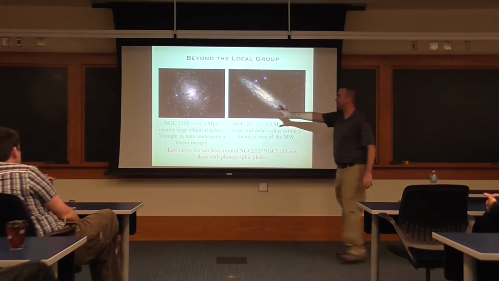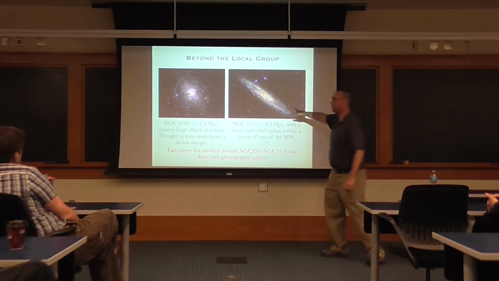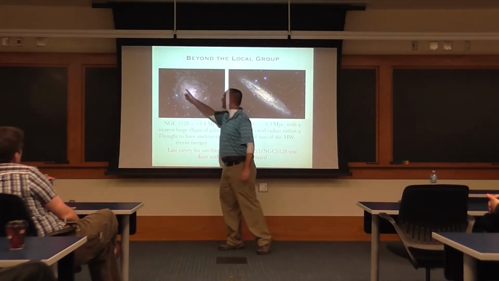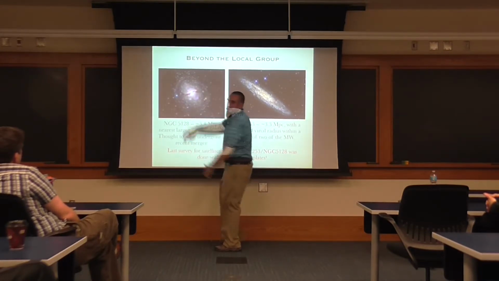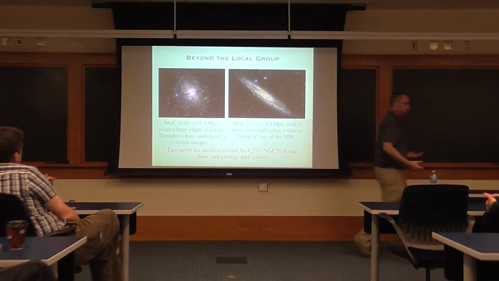5128, well, you can kind of just tell by looking at it that it's kind of a train wreck too. It has a big dust lane. There's clearly an AGN jet there. You can even see shells from some past merger.